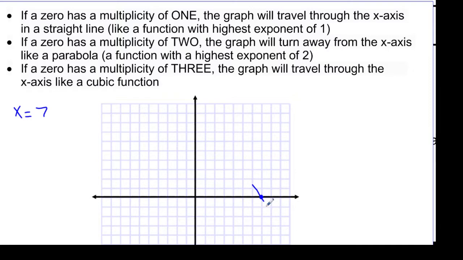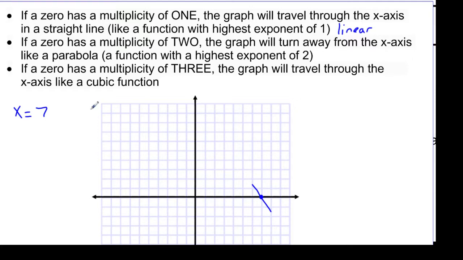Everything with a highest exponent of 1, when we graph it, we call those linear functions. Highest exponent of 1 functions are linear. Every single one of those is a straight line. So what we're claiming is that at the point x equals 7, which is our 0, when the graph goes through that point, it's going to look like a straight line, just in that little space right around the x-axis.